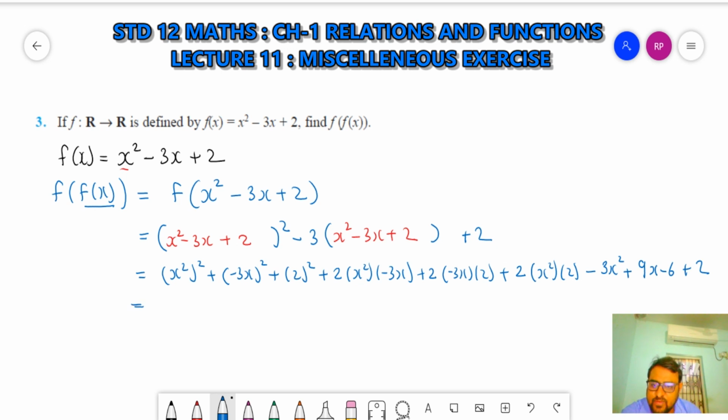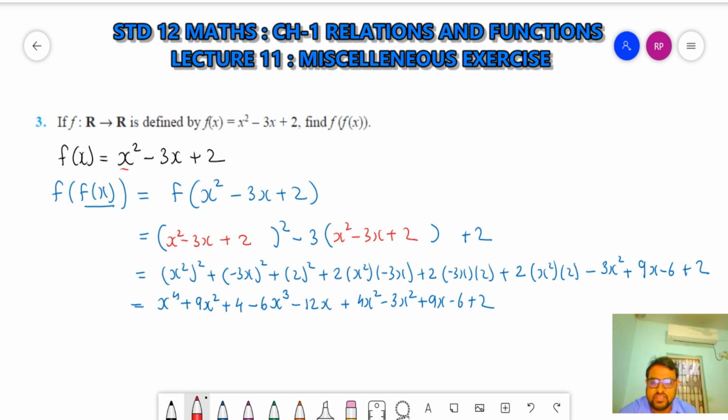Okay, so this will be (x square) square, x raised to 4, minus 3x whole square, 9x square, 2 square, 4, 2 into x square into minus 3x, it will be minus 6x cube. 2 into 3 into 2 and minus, so minus 12x, and plus 2 into x square into 2, 4x square, minus 3x square plus 9x minus 6 plus 2.